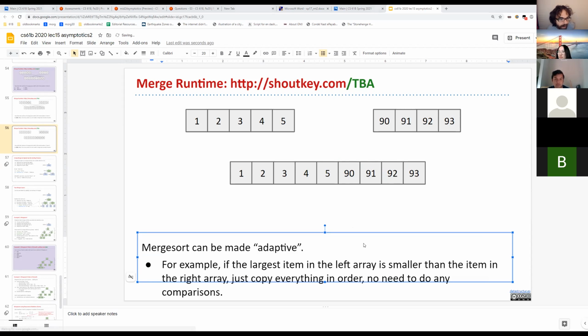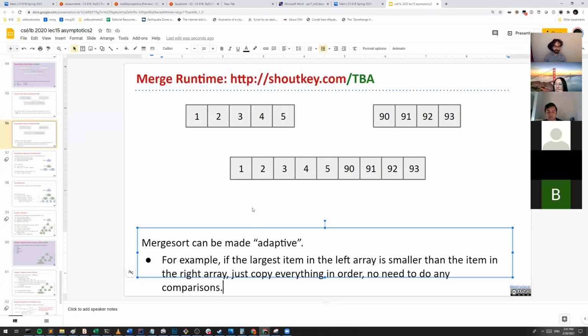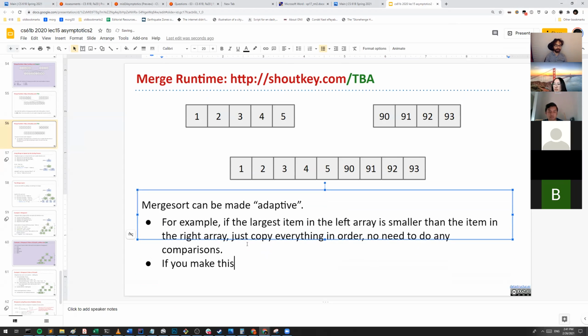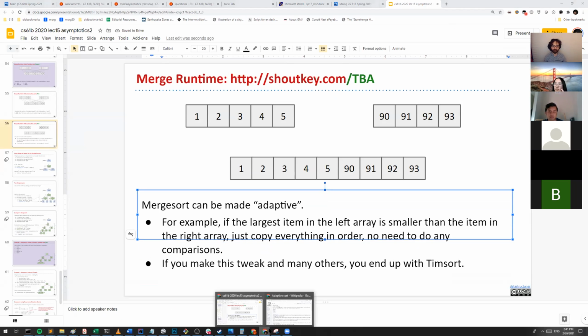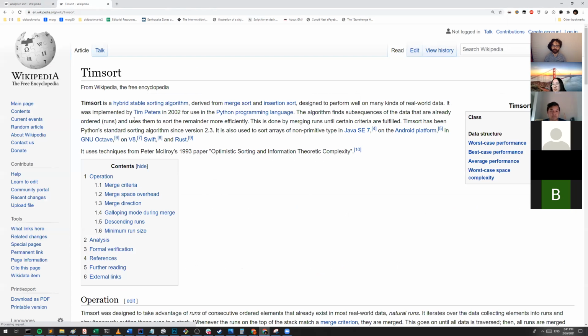I'm gonna double check that this is the exact right word. Yes, so if I share my whole screen: an adaptive sort, which is something we haven't really talked about, is a sorting algorithm that takes advantage of existing order and can be faster. Insertion sort is another example; we'll talk about it later in the semester, but it's very fast on arrays that are almost sorted. Merge sort does have that property. There are other tweaks you can make to merge sort, and if you make this tweak and many others, you end up with Tim sort. Tim sort is just a variant of merge sort that has all these little tricks in it. It is the sort that Python uses, by the way.